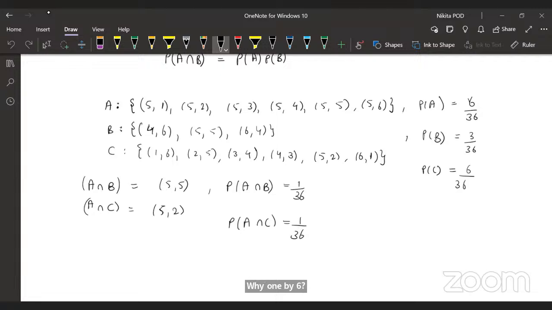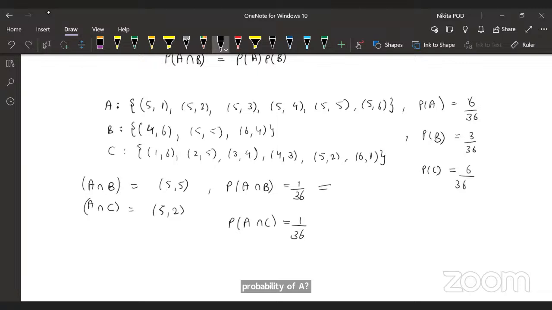Why 1 by 6? Wait. Probability of A intersection C is... Yeah, 1 by 36, ma'am. Sorry, because only one event is possible. Right. Now, can you check what is probability of A times probability of B?